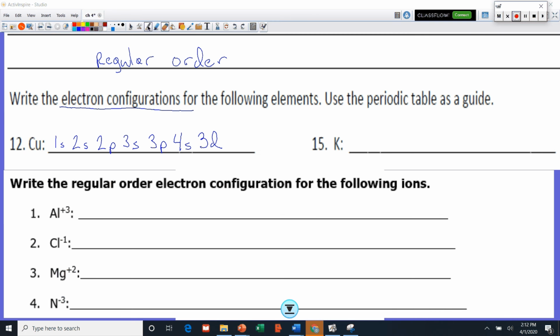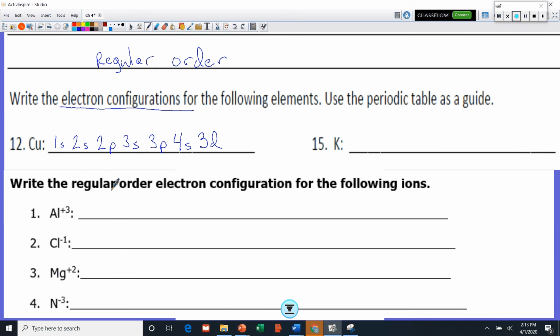All right, so first thing I do when I'm doing these is I go ahead and find the element on the periodic table, and what I find is that copper ends up in the 3d section of the periodic table. So I go ahead and write out my configuration without any numbers of electrons yet. I have 1s, 2s, 2p, 3s, 3p, 4s, 3d. All right, that takes care of that.